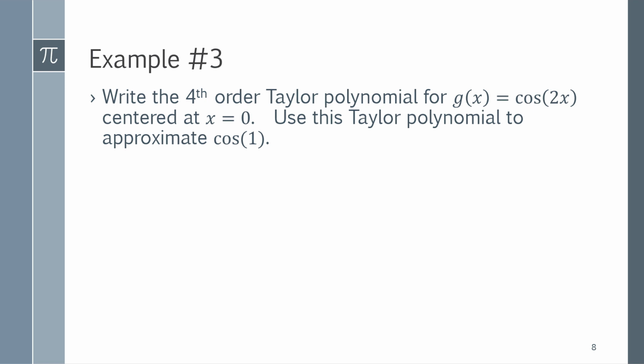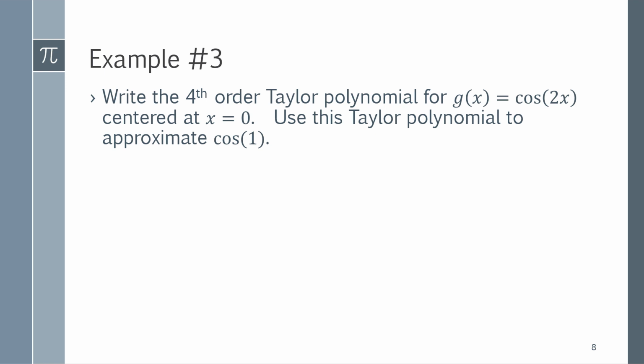One more example, one where we're not given a table of values. I'm being asked to write a fourth order Taylor polynomial for g of x equals cosine of 2x, centered at x equals 0, and use this to approximate cosine of 1.